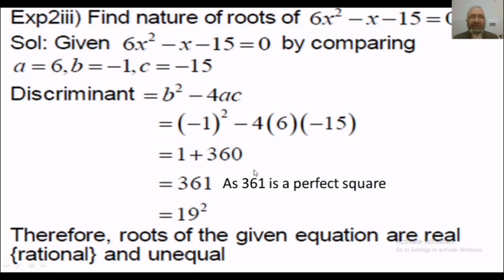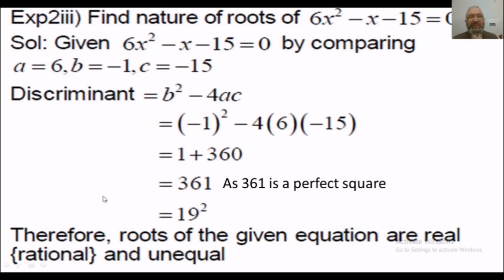Therefore the discriminant is greater than 0 and it is a perfect square. So the roots of the given equation are real, rational and unequal. So for perfect and not perfect square, we use only rational and irrational. If it is a perfect square, then the roots will be rational. If it is not a perfect square, then the roots are irrational.